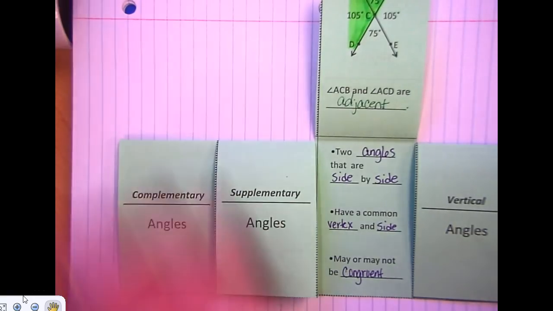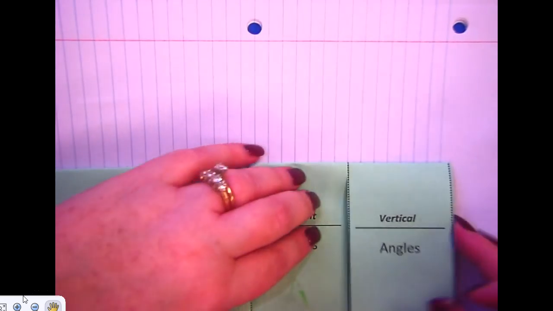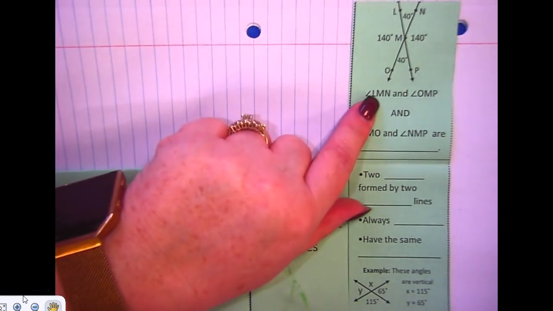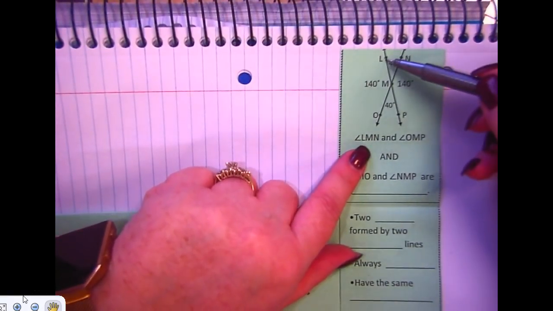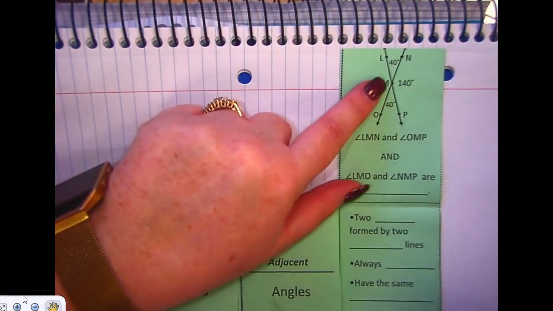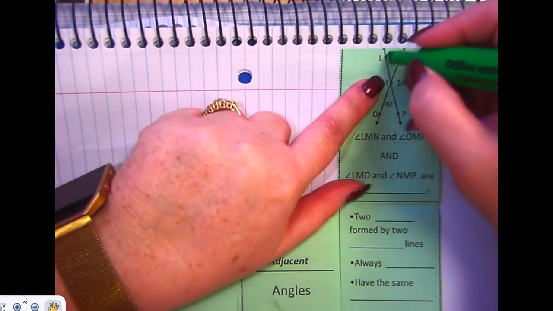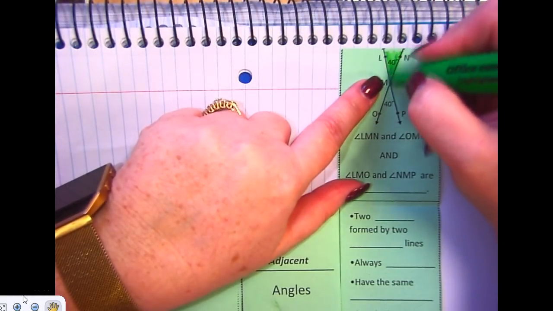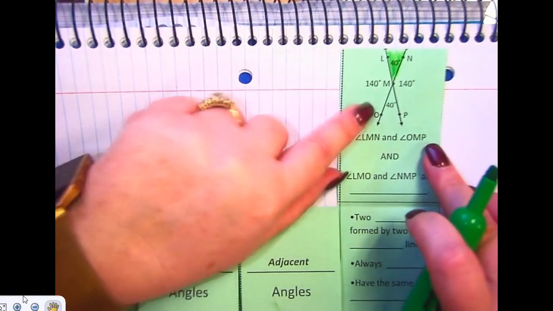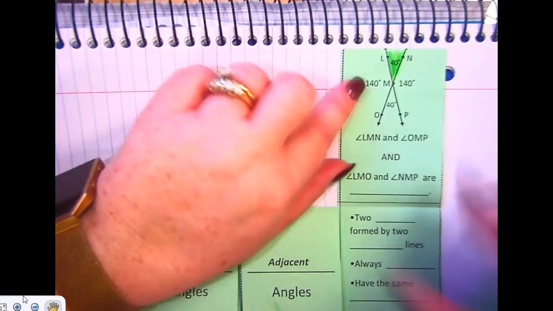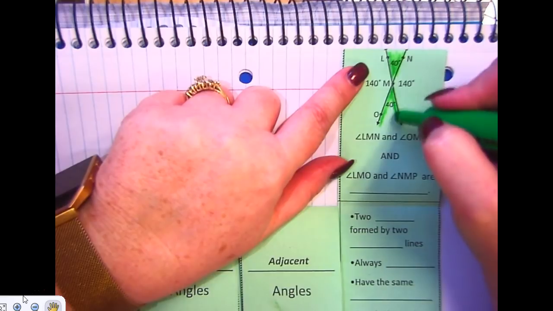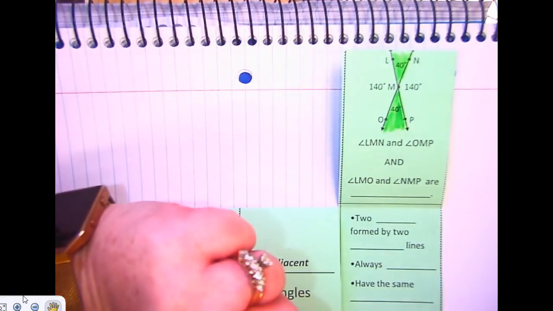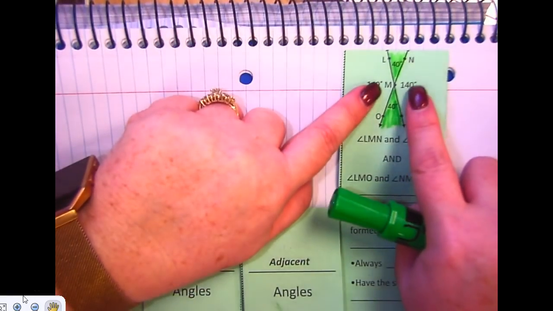All right, let's look at vertical angles. So close that flap and let's look at this one. Angle LMN. Let's find angle LMN. So start at the L. LMN. That's this top. And angle OMP. Start at the O. OMP. These right here. They are vertical. They are across from each other. Those two are vertical from each other, which makes these two vertical from each other.